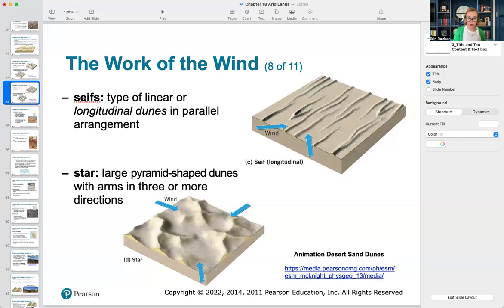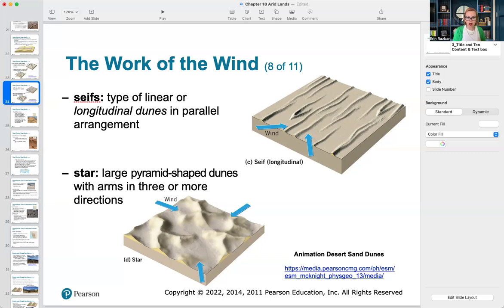We also have seif dunes, and these are longitudinal dunes. They are long, narrow ridges parallel to the wind direction. Though they're rare in the United States, these are common in Sahara and Arabian deserts, where they can extend for kilometers in parallel formations. Their exact formation remains somewhat mysterious, likely involving complex wind patterns.